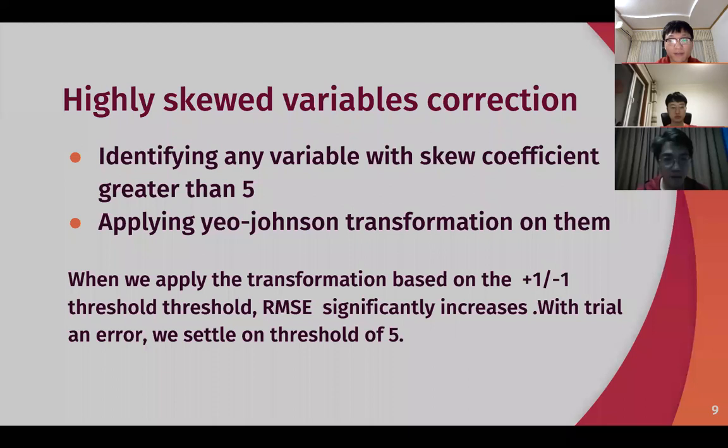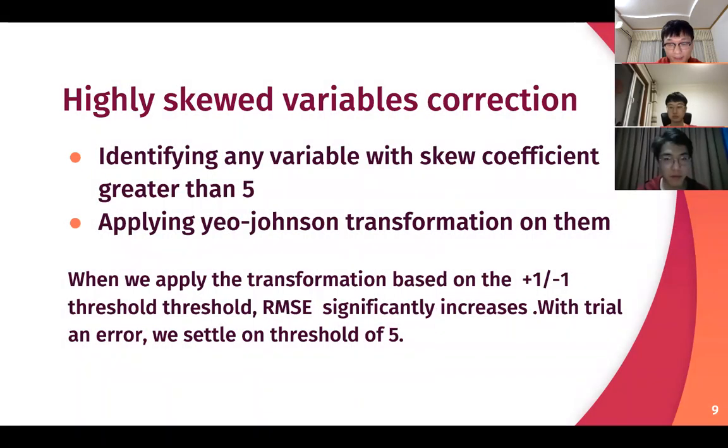Highly skewed variables correction. We identify any variable with skewness greater than 5, then apply Yeo-Johnson transformation on them. When we apply the transformation based on the +1 or -1 threshold, RMSE significantly increases. With trial and error, we settle on the threshold of 5.